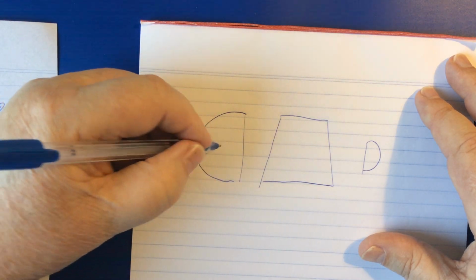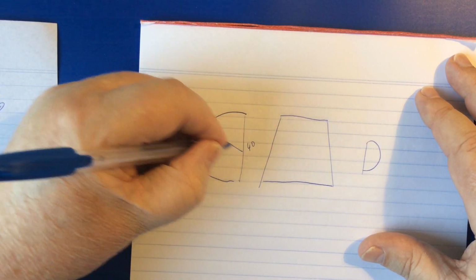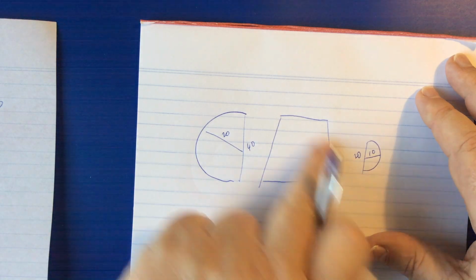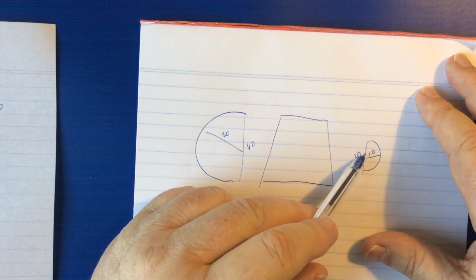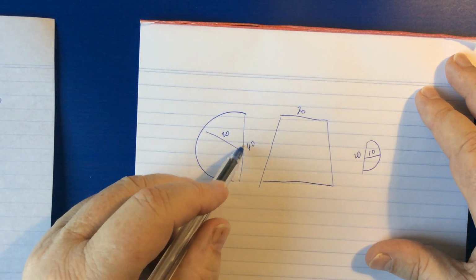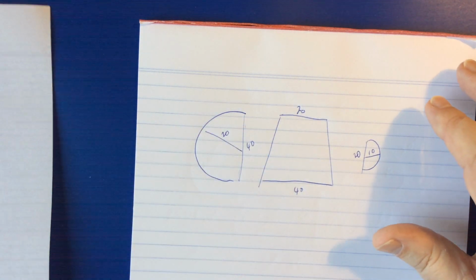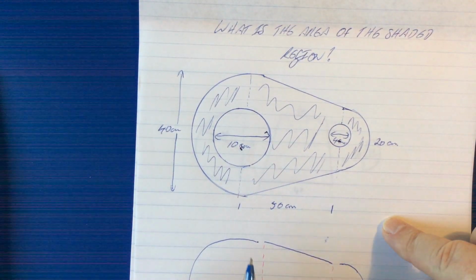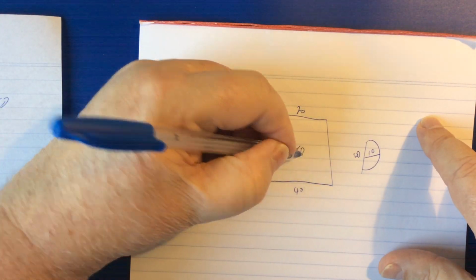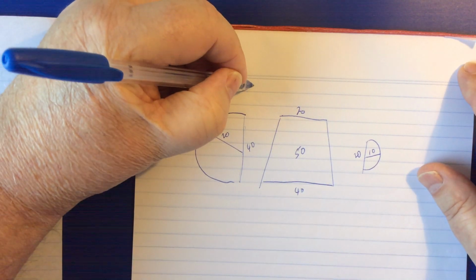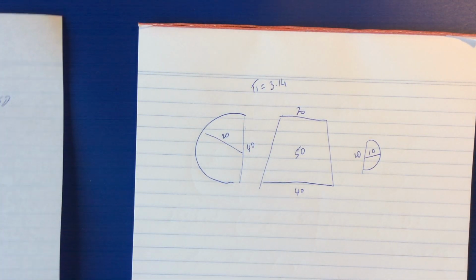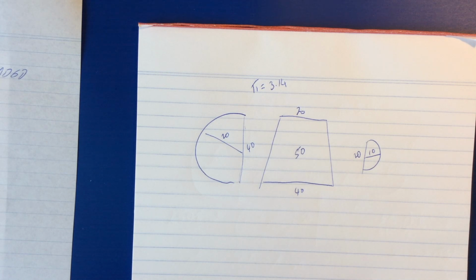We've got a semicircle that is 40, so the radius is 20. This is 20, so the radius is 10. And this is the trapezium. This length here is 20, though this is obviously not to scale, and this, 40, is the length here. This distance here is 50, so the height of this trapezium is 50. We're going to assume that pi in this case is equal to 3.14. We're not going to get too fancy about this.